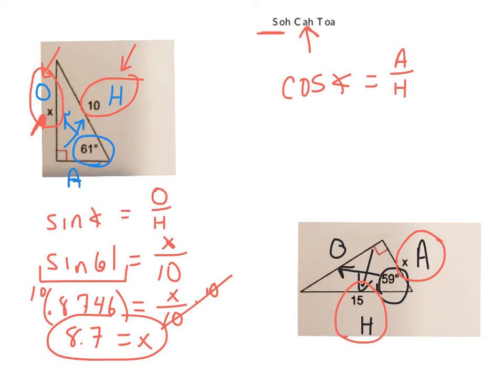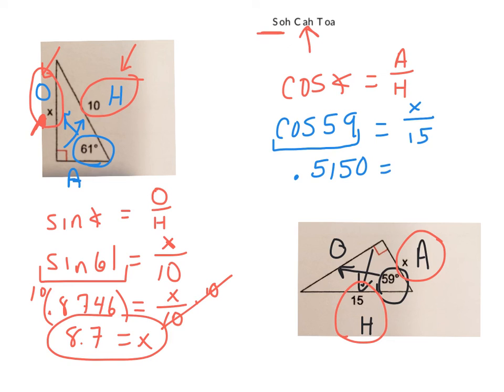So we have the angle is 59. That's going to equal the adjacent over the hypotenuse. And then we are going to get the cosine of 59 out of the calculator. That turns into 0.5150. We want to get the x by itself, so to undo that division, we are going to multiply both sides by 15. Lots of 5's in this problem. And then when we do that, we end up getting 7.73. So I am just going to say 7.7 equals x.